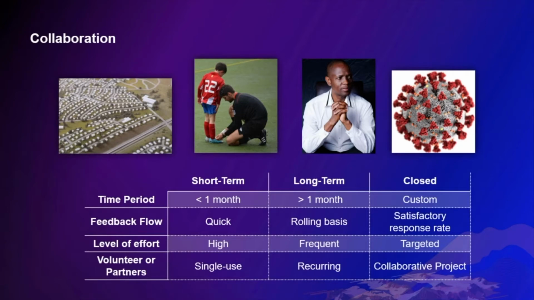Short-term collaboration. This is when you need feedback quickly and in a short period of time. It might require more effort to share the event or the survey extensively, and you might have to bug some people with reminders, but this is usually just a one-time effort.